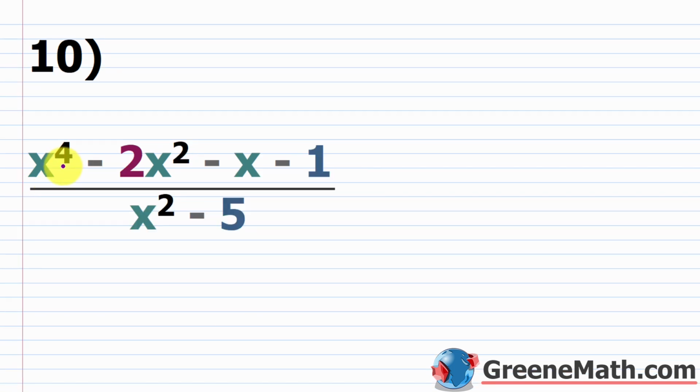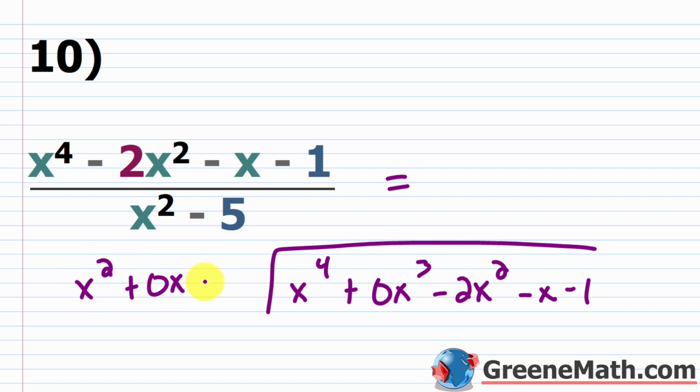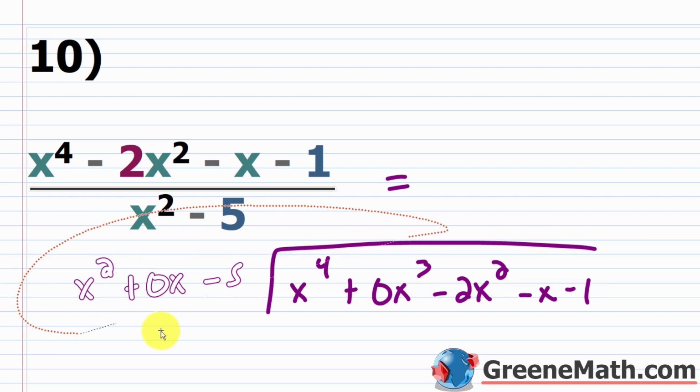So we have x to the fourth power minus 2x squared minus x minus 1 over x squared minus 5. Okay, so I am missing x cubed here. So let me write x to the fourth power plus 0x cubed, and then minus 2x squared minus x minus 1. So we're good to go. Again, make sure you put that 0 in because you're missing x cubed. Then we're going to set this up. Over here, I'm missing x to the first power. So I'm going to go x squared plus 0x minus 5. Okay, so we've got everything set up.